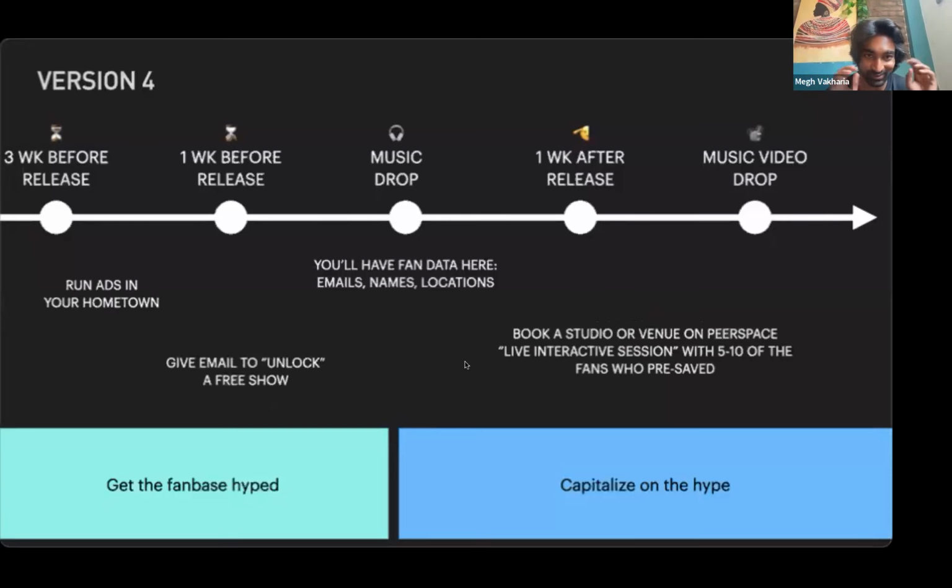And then there's more. There's a lot of these. This is more of a money-oriented one, but running ads in your hometown, being like, yo, give me your email to unlock a free show for me. Song comes out or whatever, and then you book a studio or a venue on Peerspace for a few $100 and have the 5 or 10 fans who actually pre-saved there with you for a listening session. The beauty of Symphony is that all of this data, cities, countries, names, emails, is given back to you. So you can use it however you want to. And these are just some ideas to put these building blocks together.